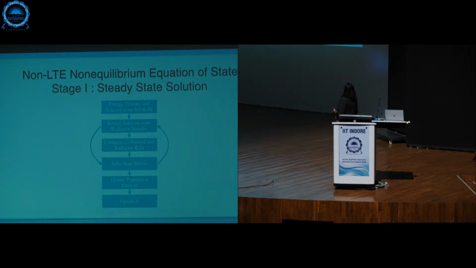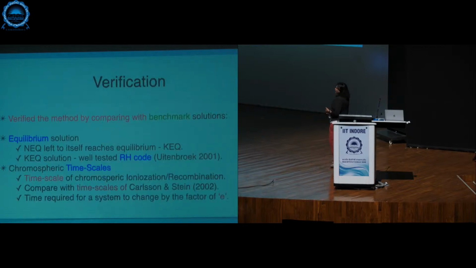So in the steady state, we take the energy, density, velocity from MURaM, and then first do a formal solution and compute the collision and radiative rates, solve the rate matrix and iterate between these steps until convergence, and finally update the population. This is the steady state part. And we have verified our method by comparing with the equilibrium solutions computed from an independent code, and also we have compared with the chromospheric timescales computed in Carlson and Stein.